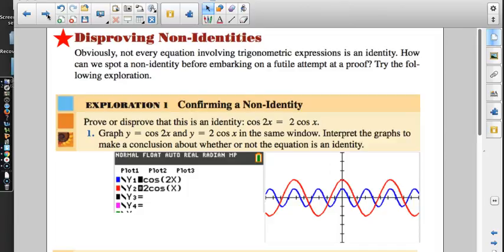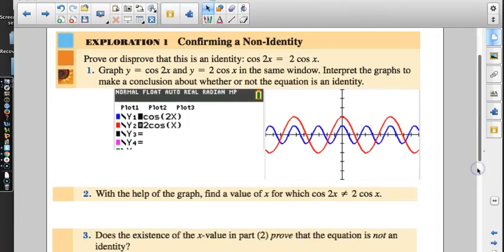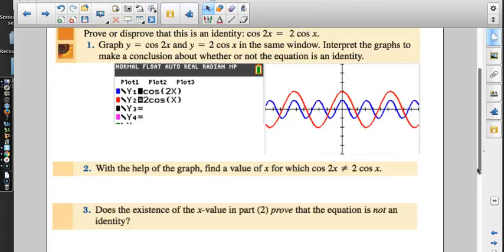So it says graph y equals cosine of 2x and y equals 2 cosine of x in the same window. And interpret the graphs to make a conclusion about whether or not the equation is an identity. One of them's blue, one of them's red. Are they equivalent? Not a chance. They're not the same graph. We shouldn't be able to tell them apart if they are the same graph. So this one says just interpret whether or not they are an identity. No, they're not an identity.